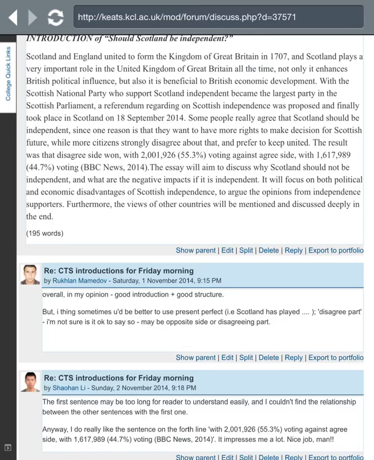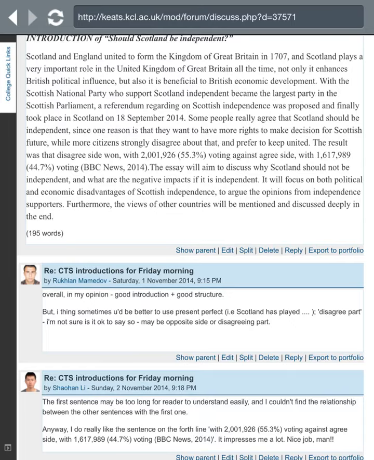Not only it enhances, not only does it enhance British political influence. Okay, if you say it enhances British political influence, you probably need to say in what way it enhances British political influence. You could do this very, very concisely. You could say, for example, adding to its size and gross domestic product. The union with Scotland not only enhances British political influence, but also benefits British economic development.